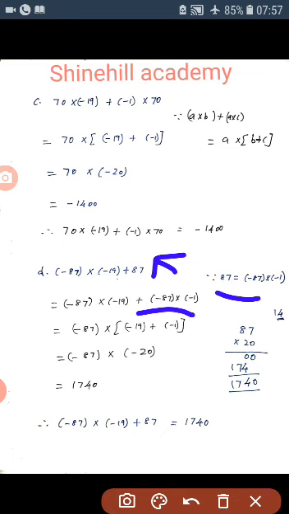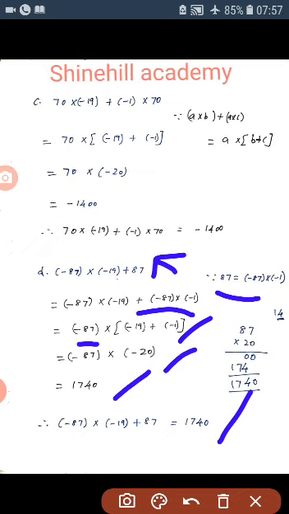So next, take the common number, and do the addition for the integers. Next, 87 into minus 20, you can produce the value, and next substitute the value. This is the distributive property for the equation. So now go to the sums, another example sum for the equation.